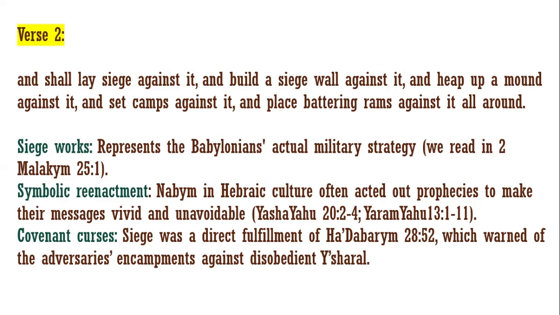All right. So, symbolic reenactment. Now, the Nabim in Hebraic culture often act out prophecies to make their messages clear, vivid, and unavoidable. Now we're going to take a look at Yeshayahu 20, verse 2 to 4, and Yirmeyahu chapter 13, verse 1 to 11. So we're going to connect this scripture to this verse that we're looking at. I'm going to ask someone to get Yeshayahu 20, verse 2 to 4, and someone else to get Yirmeyahu 13, verse 1 to 11.